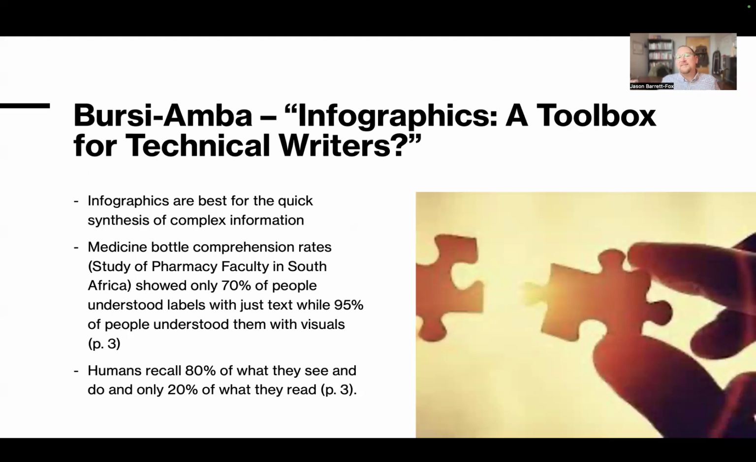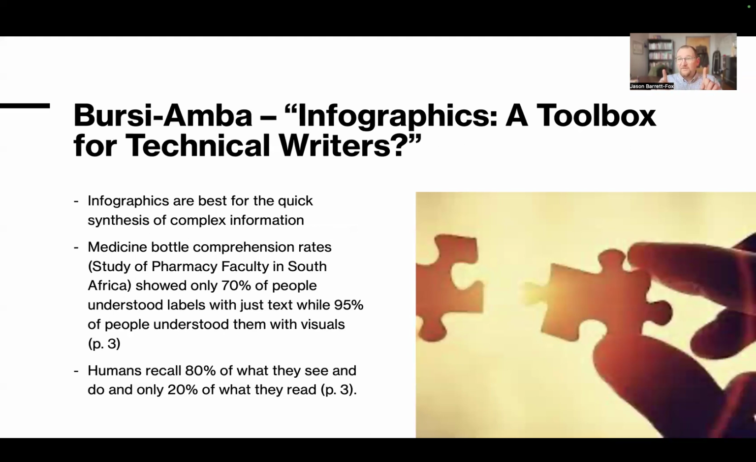And what they found is only about 70% of people understand. This isn't even remember, but just understand what's going on the back of their medicine bottles when their bottles are just text. And 95% understand when it's text and images, right? So it's a small thing, but it's useful, right? Images help people understand things better. Now, that's comprehension, right?